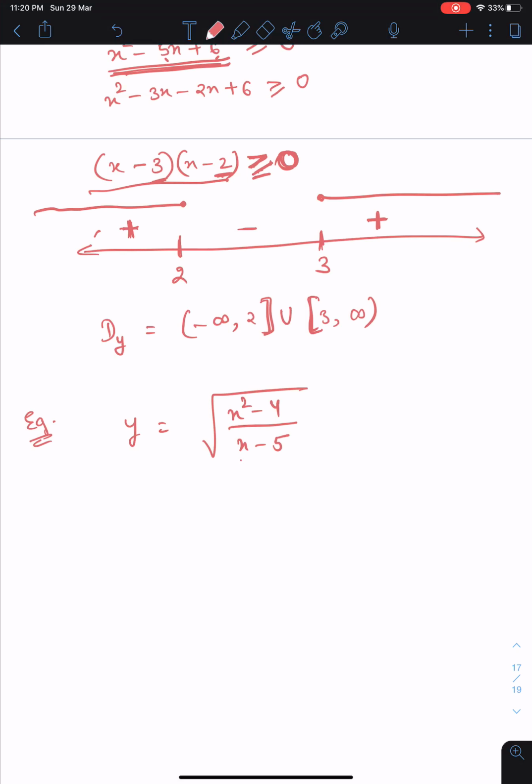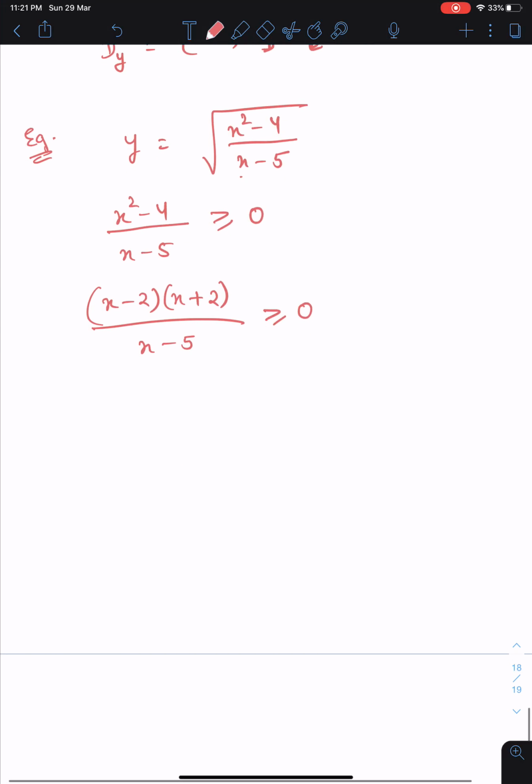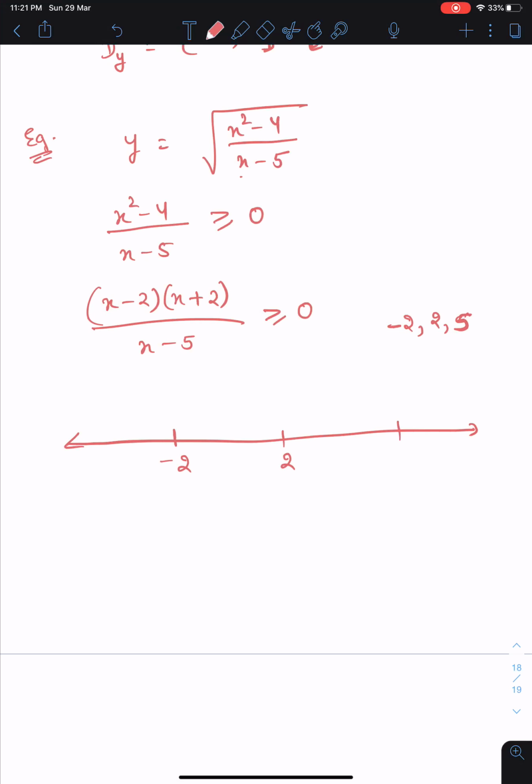That means inside the under root needs to be greater than or equal to 0. So (x square minus 4) upon (x minus 5) needs to be greater than or equal to 0. Correct? Now again you need to understand how to solve the inequality. First factorize it. In the numerator it will be (x minus 2) into (x plus 2) upon (x minus 5), which should be greater than or equal to 0. Again draw the number line and find the critical points. What are the critical points? Minus 2, 2 and 5. So I'm marking the critical points minus 2, 2 and 5.